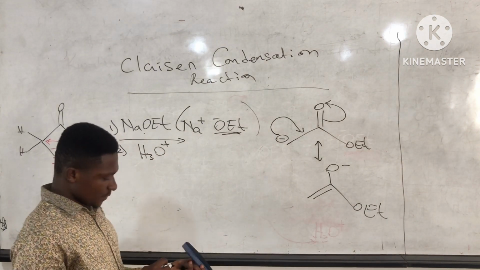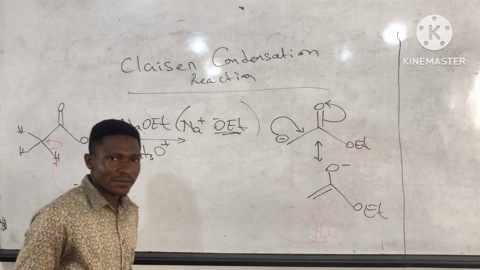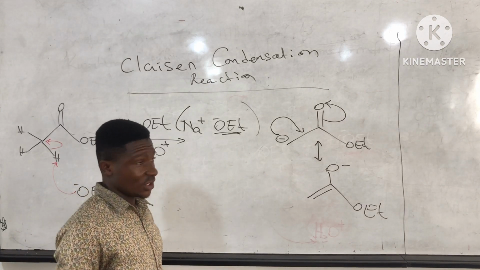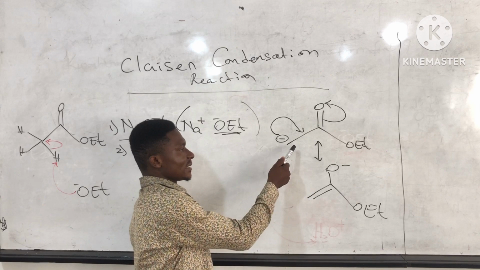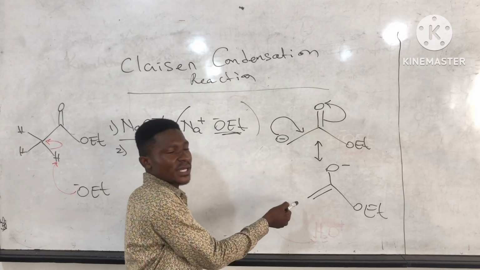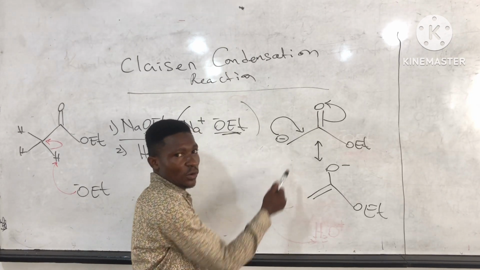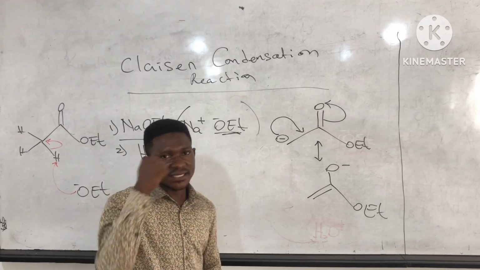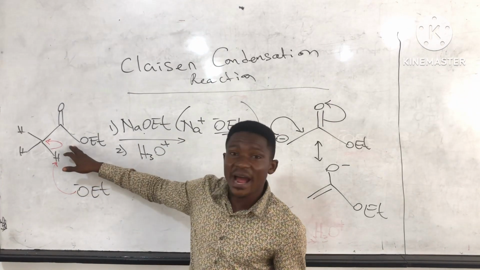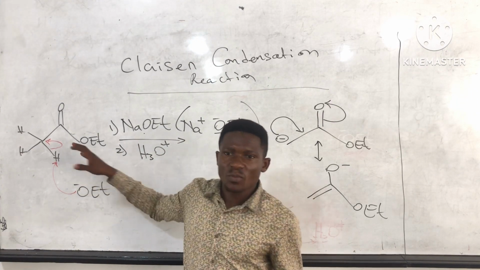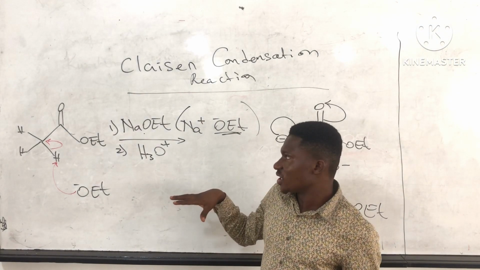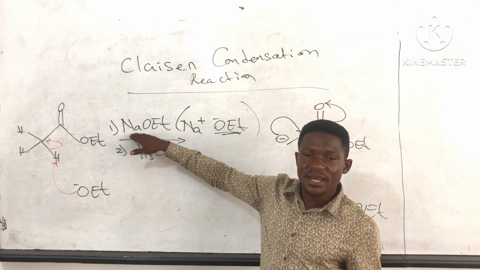Now because it's a self-Claisen condensation reaction, either this or that, either the enolate ion or the carbanion, will now go back and react with our original molecule, the unreacted one. Now in the reaction we usually use a base. This kind of base is a weak base.